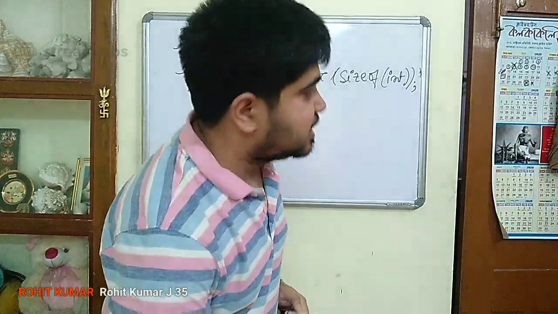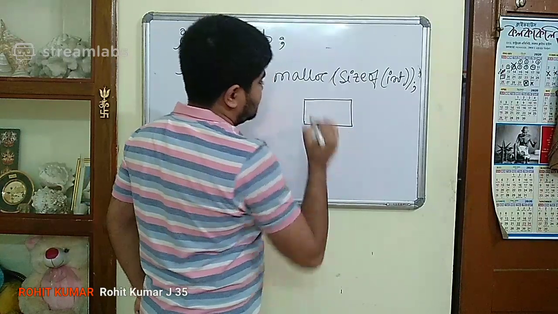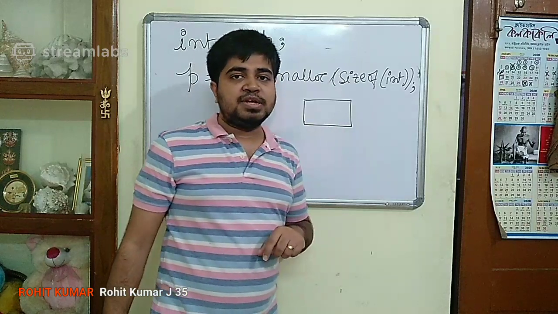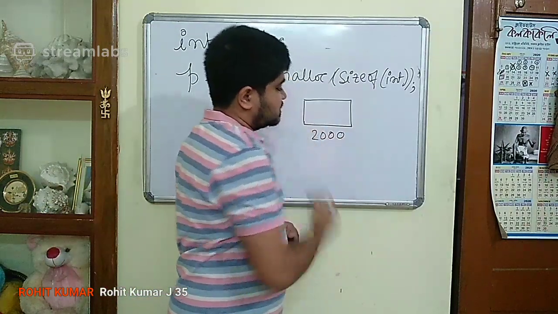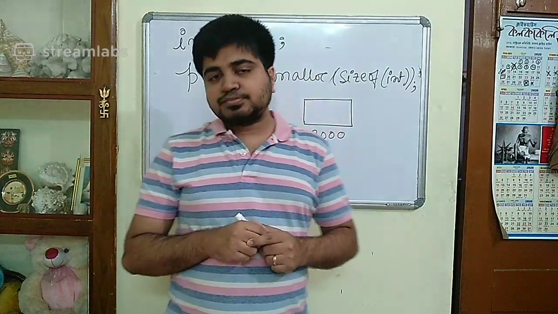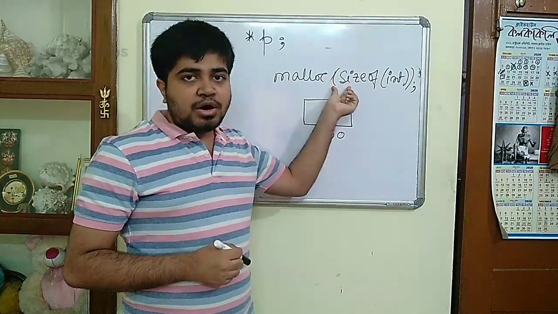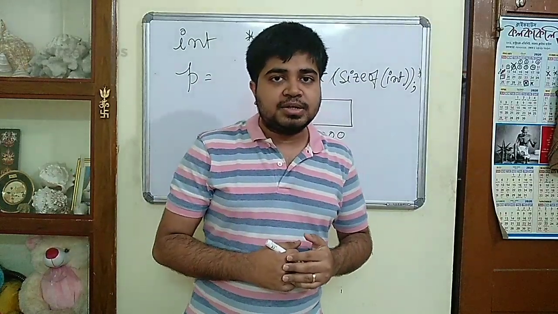So whatever memory is allocated, be it 4-byte or 2-byte, it comes in the form of an address. Suppose this particular memory is allocated and the address is 2000. So we have an address which is 2000. Now this address that is returned by malloc is coming in the form of a void pointer.